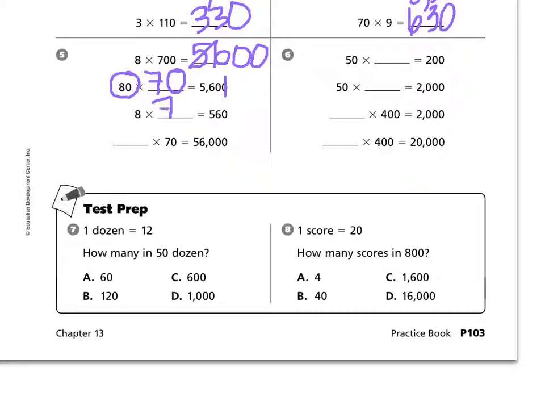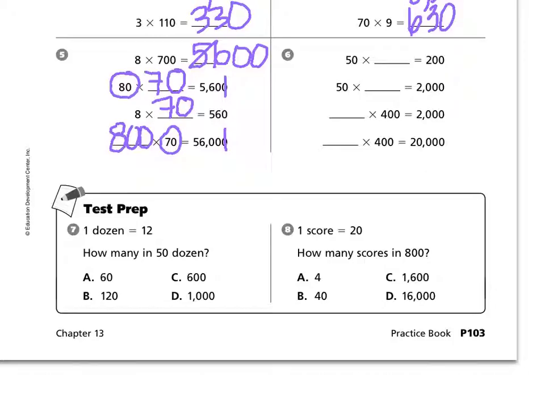And I know 8 times 7 is 56, but I need another 0. What times 70 equals 56,000? I know that it's going to be 8. And then I have 1 zero in 70, so I'm going to cross one off, and I have 2 more zeros to add on to it.